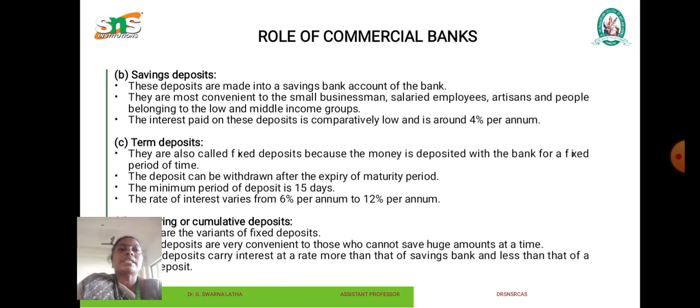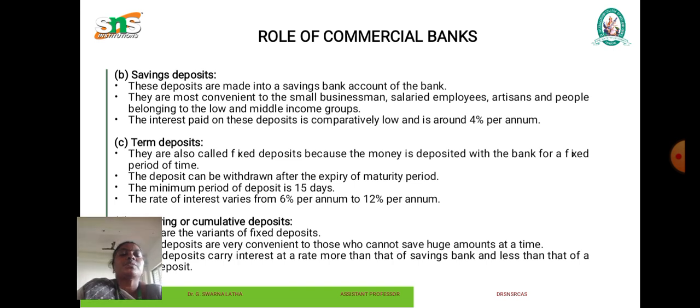The next one is term deposits. These deposits are also called fixed deposits because the money is deposited with the bank for a limited period of time. Deposits can be withdrawn after the expiry of maturity date. Minimum period of deposit is 15 days. Rate of interest varies from 6% per annum to 12% per annum.